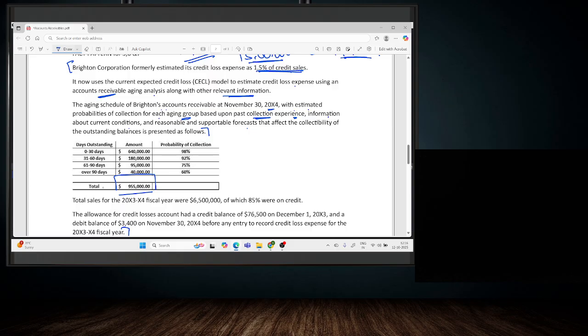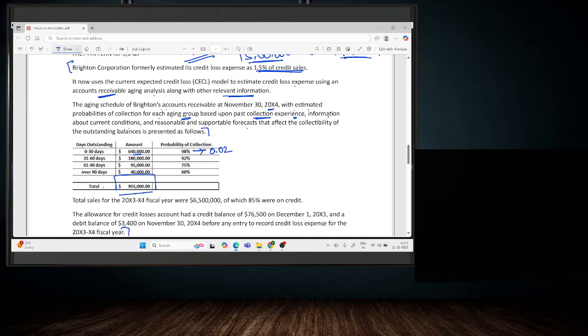Out of this 9,55,000, 6,40,000 worth of customers did not pay for 30 days, and there is a 98% probability that they will pay the money. Why? Because they purchased just recently, 30 days before, and during these 30 days they did not pay. So the probability of collection from them is high. If the probability of collection is 98%, then what is the probability of not collecting money from them? It is 0.2, which means out of the 6,40,000 rupees, you are expecting that 2% of the customers will not pay the money.